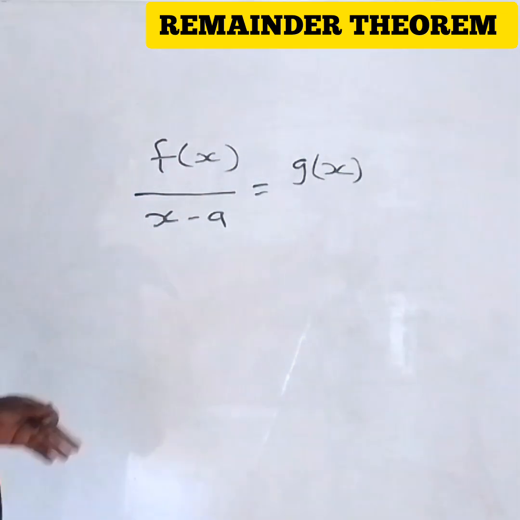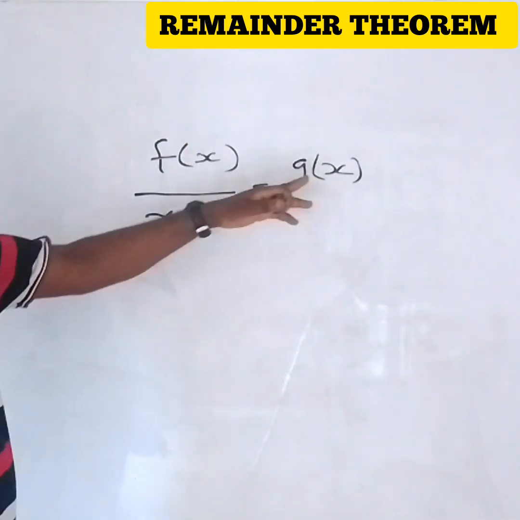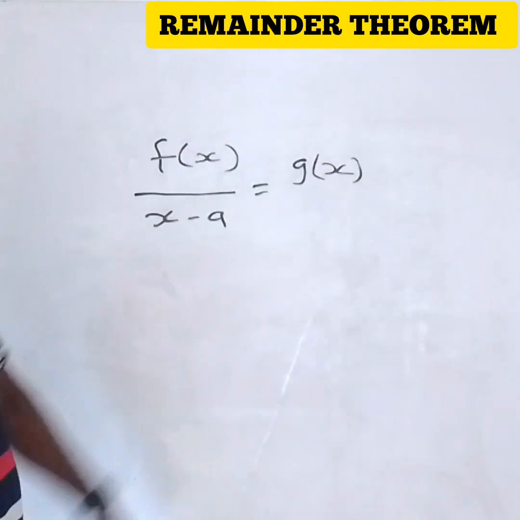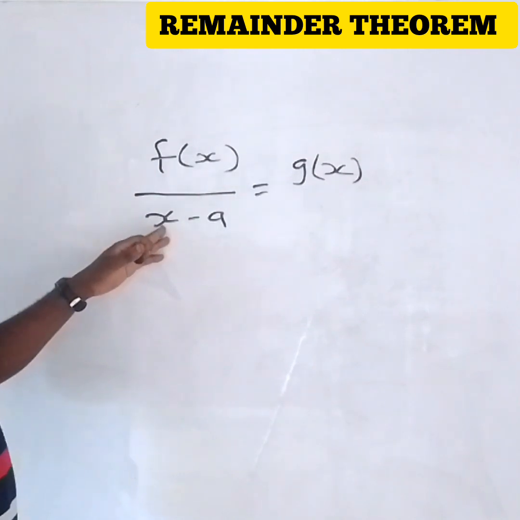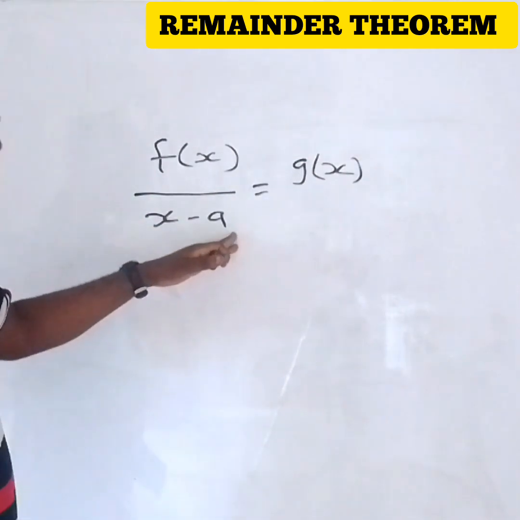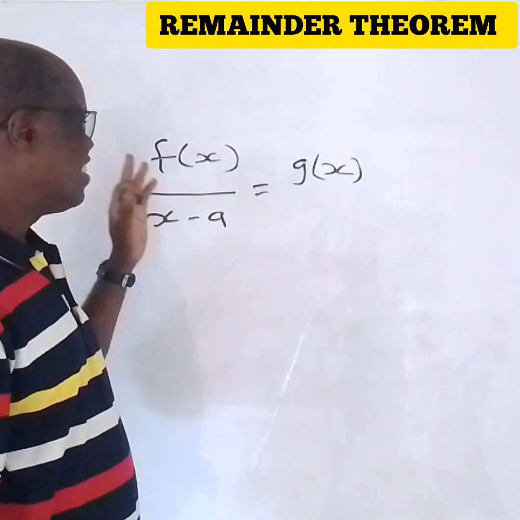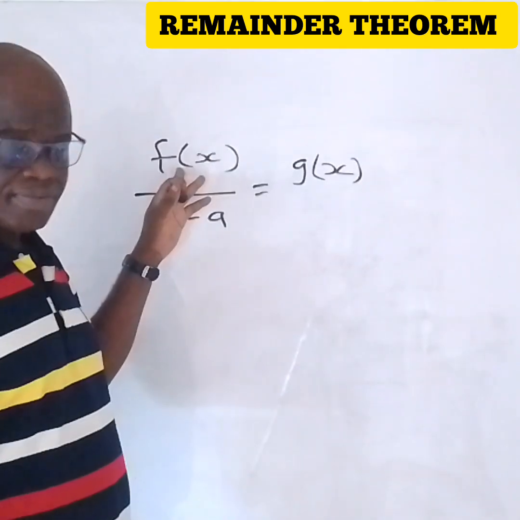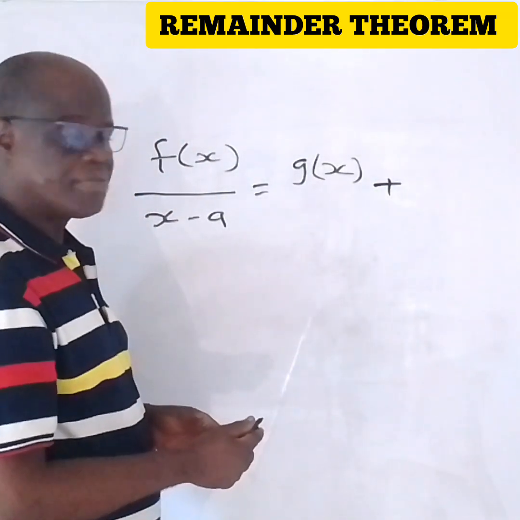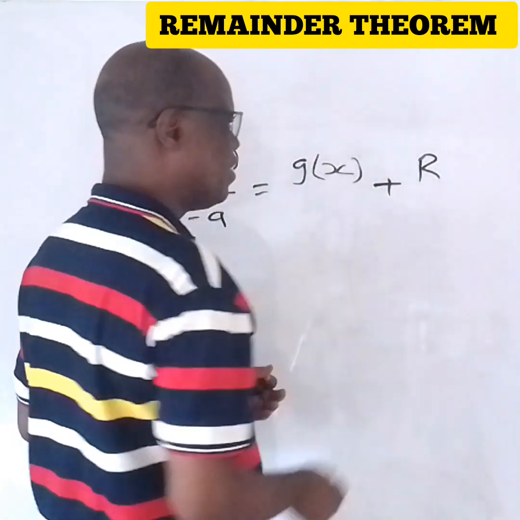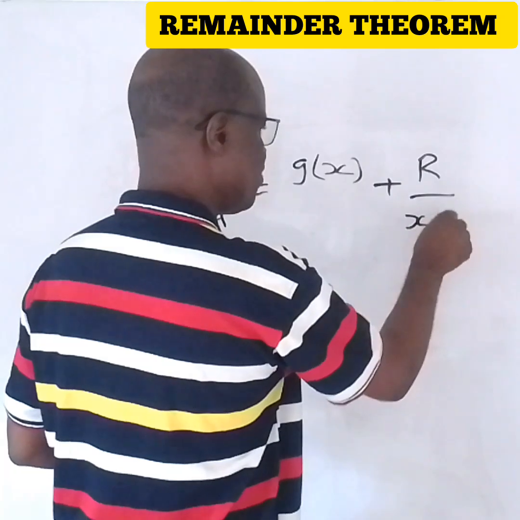What that means is that if you have x raised to power 4 here, by the time you divide by x minus a, you will have x raised to power 3. That's where it will start from. So if you divide the function of x by x minus a, then you will get another function, g of x, which is 1 degree less than the degree of the function of x. Then you will have the remainder, and the remainder will be the one that still needs to be divided by x minus a.